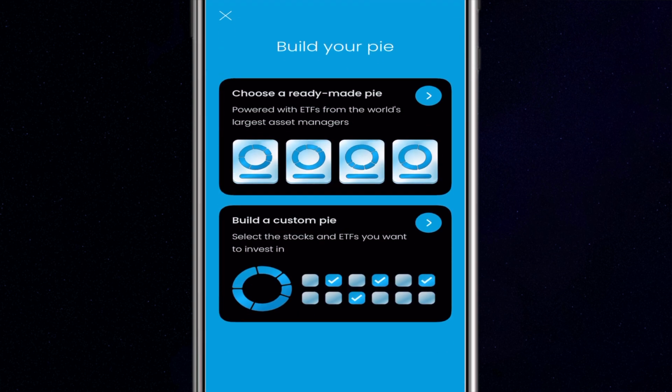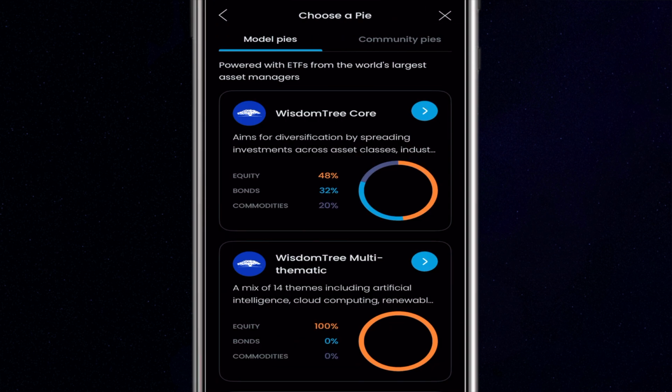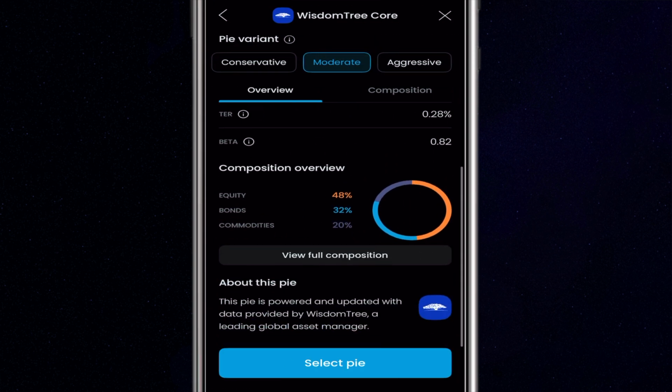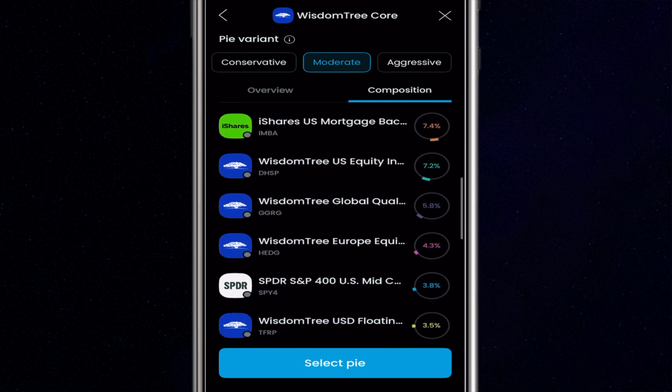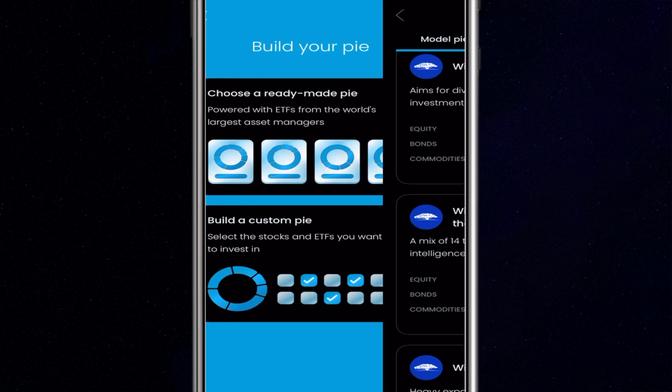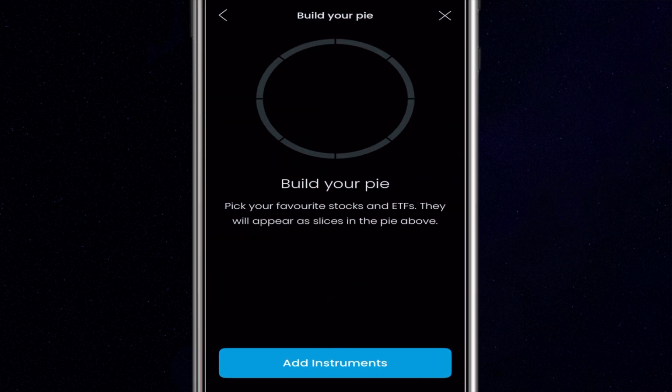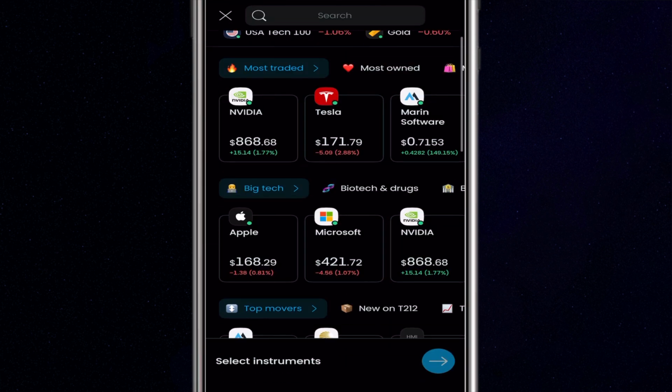want. So for example, if I go on here, you can see ready-made pies, which are ones that people are recommended. You can look at those, and if you like the look of it, invest in that. You can see what they're made up of, different funds, as you can see here. Or likewise, what I like to do is I build a custom pie. So you can go on here, add various things that you like.